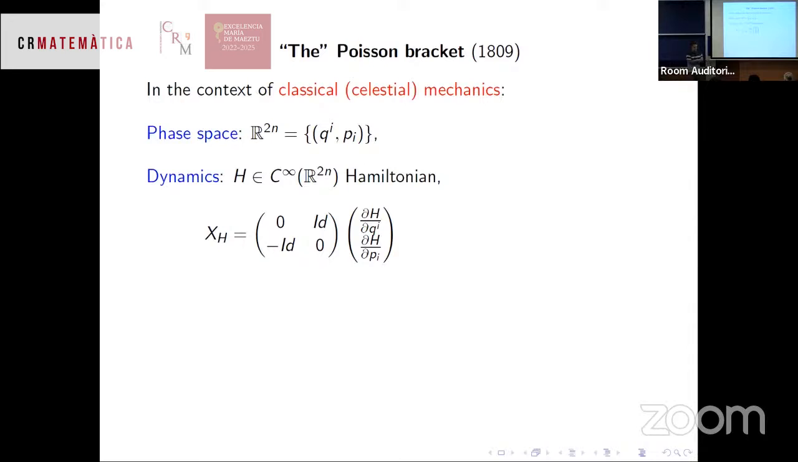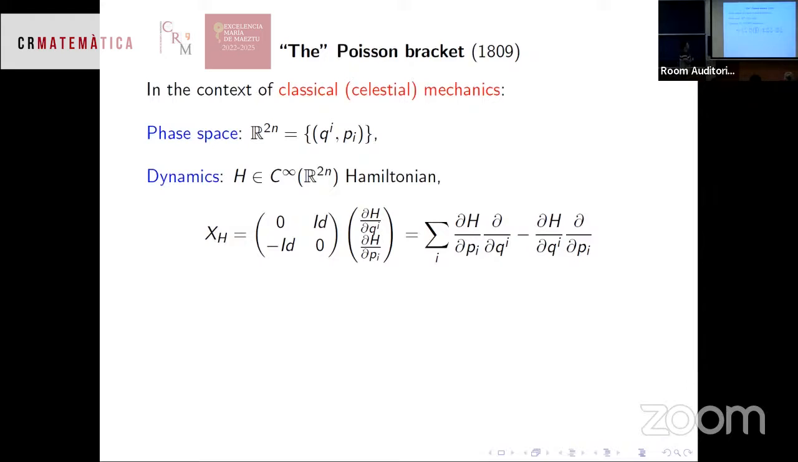Oh, okay. Anyway, so you take the gradient of the function and you rotate it a little bit with this matrix, and you get this vector field, and integrating this vector field is equivalent to solving Hamilton's equations. Okay, so that's what you're interested in. That's the time evolution of a mechanical system.